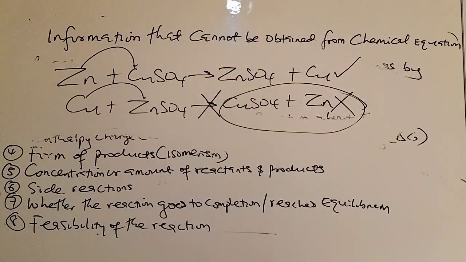So that could be misleading. A balanced equation does not tell us whether the reaction can take place or not. When you say balanced equation, it doesn't mean that what you're seeing can actually take place. So these are the information that we cannot obtain from a balanced equation. Now, we're going to what we have today, which is types of chemical reaction.